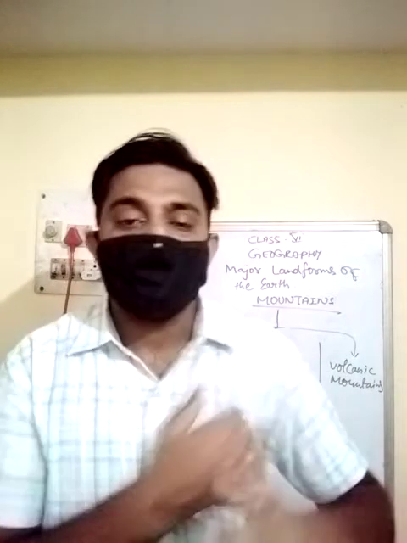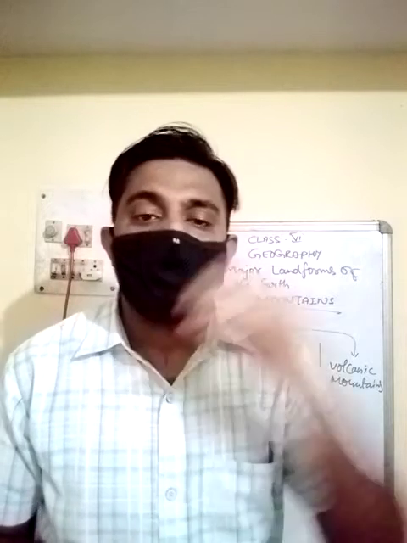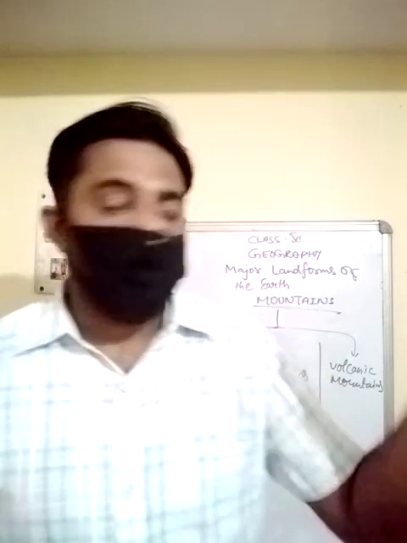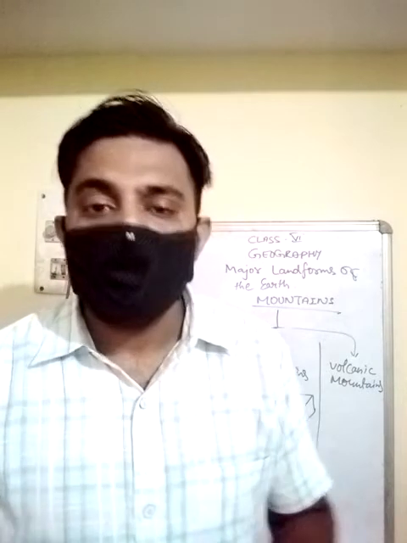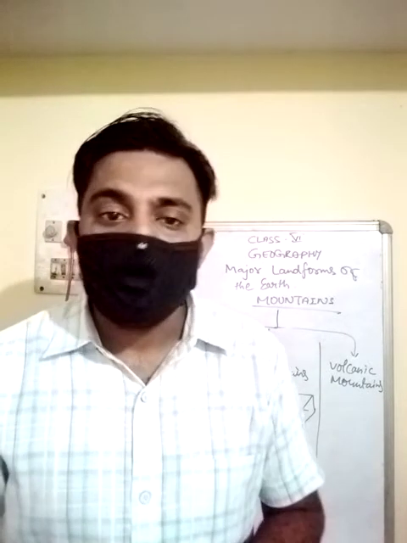So this lava, when it starts flowing, it is hot and molten. But when it comes in contact with the earth's atmosphere, humidity, that is the water vapor content in the air, it cools down. And when it cools down, it solidifies into rock.